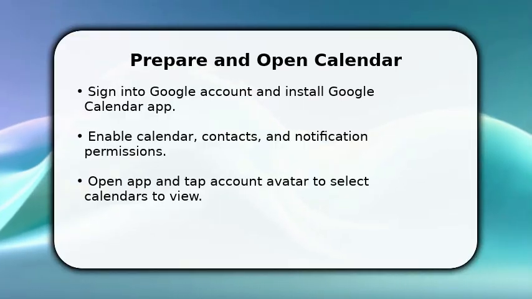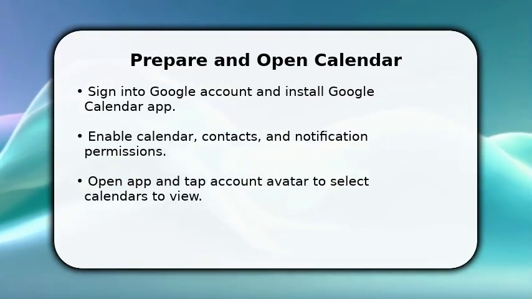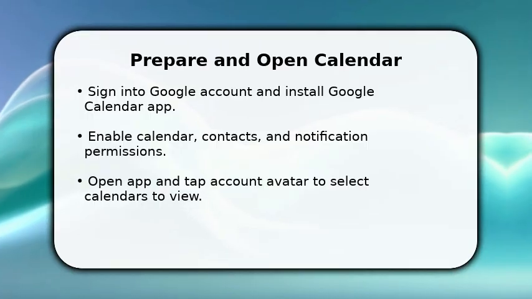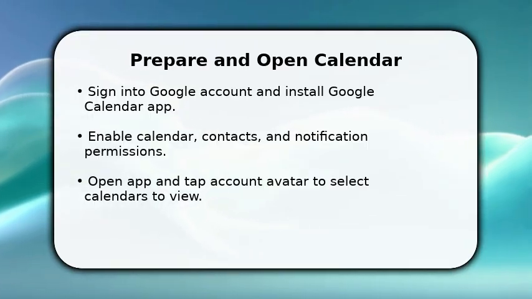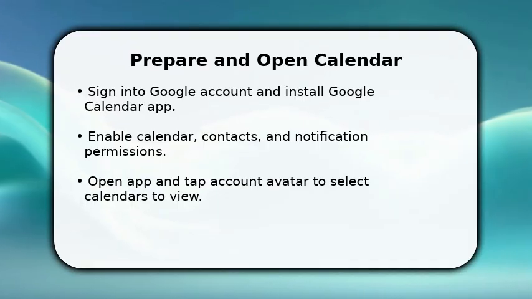You already have the essentials: an active Google account and the Calendar app installed. First, open the app and grant calendar, contacts, and notification permissions so events sync correctly. Once done, tap your avatar at the top to confirm which calendars are visible. Make sure work and personal are checked.